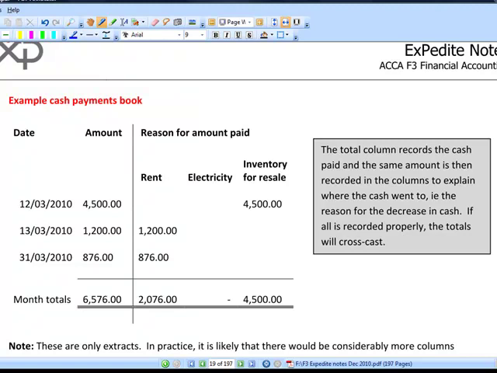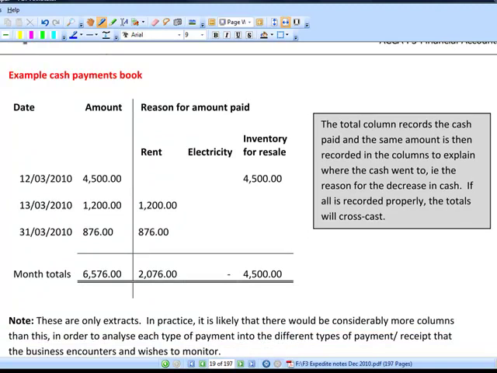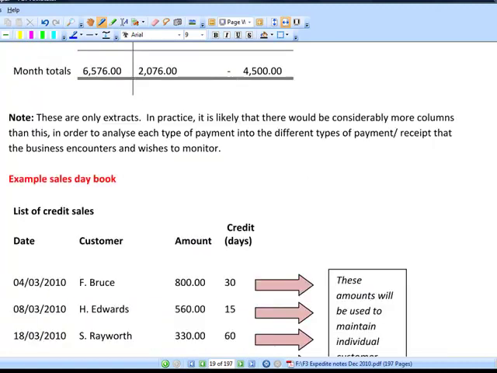So for example, here we've got 4,500 paid out of the bank. Remember that the cash book records payments in and out of the bank. And we had that as an inventory for resale. We then had 2 payments of rent in the period. So that's gone out of the cash going out figure, and it's been analysed, in other words, the same figure is being put in the column that shows where it went to. Now this is just an extract. It's very likely, particularly if you're doing this in a spreadsheet, you can put as many different columns there as you want. Depends on how many different types of transaction you want to record in what level of detail. They all do follow very much the same approach though.